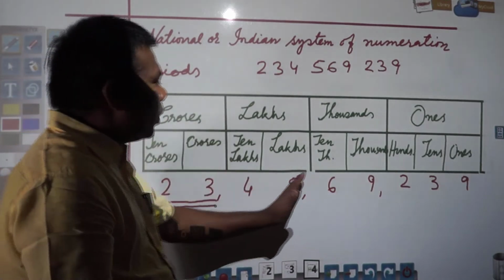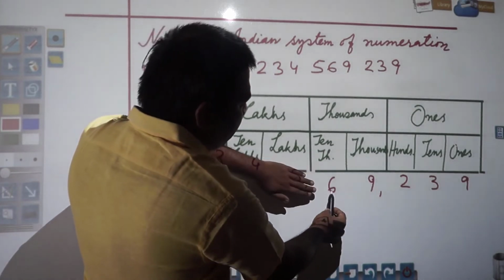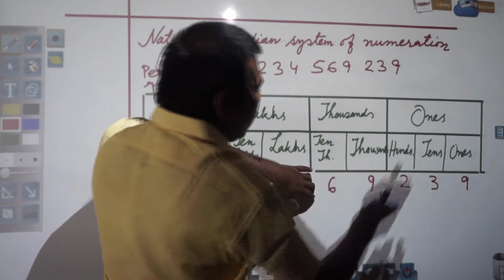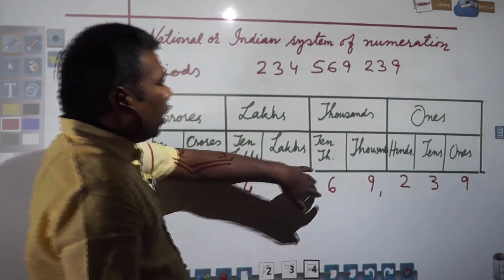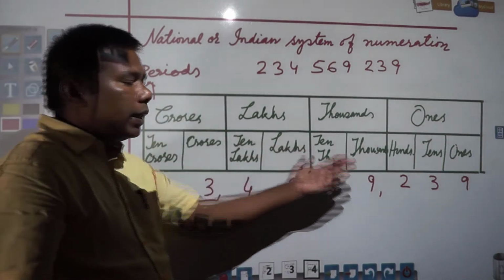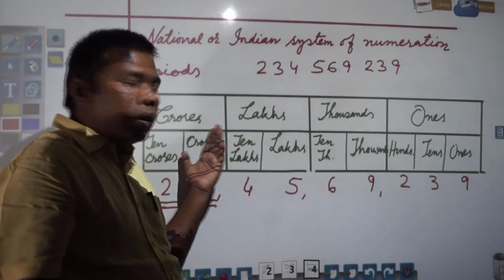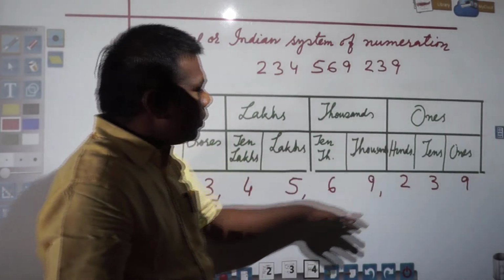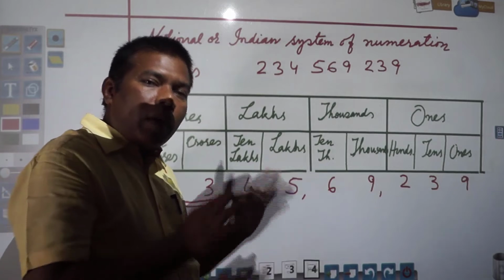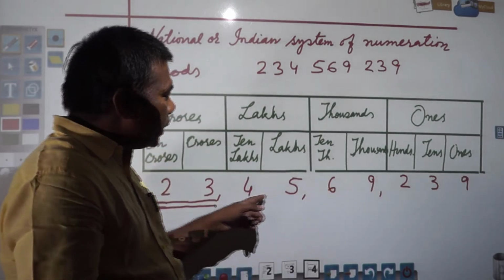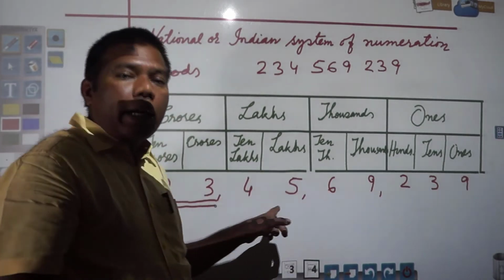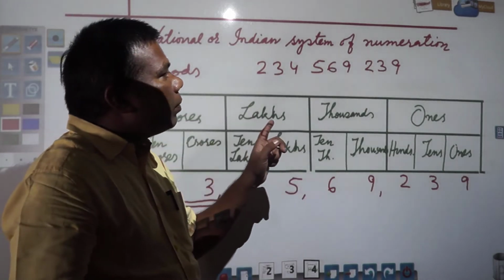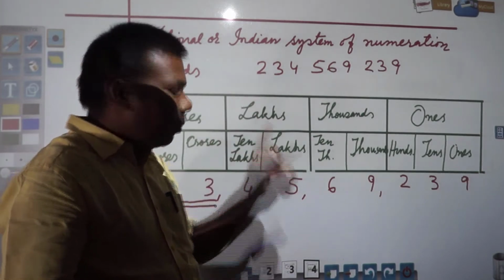Suppose a smaller number you have, suppose you need to write only 69,239. So up to this period only you need to write. And if bigger numbers are there, like this you should be able to write. So just you see in this form, you need to remember, and in this form any number just you write down and do practice so that you will be easily able to read and write the numbers. So this is called Indian system of numeration or national system of writing numbers.